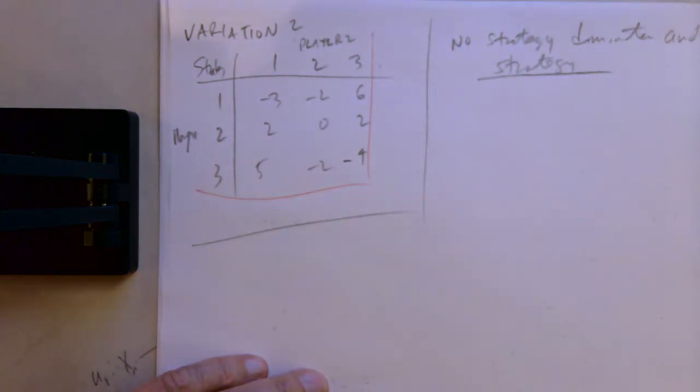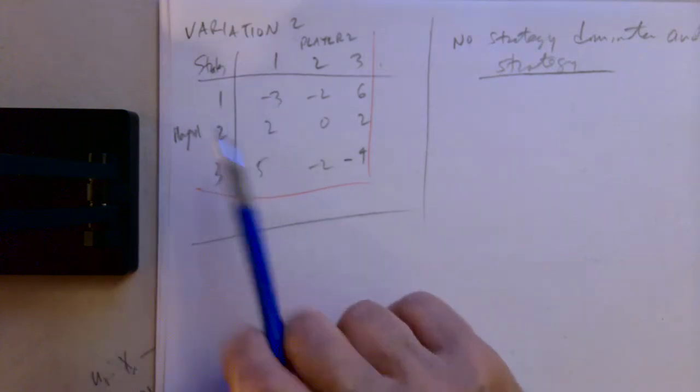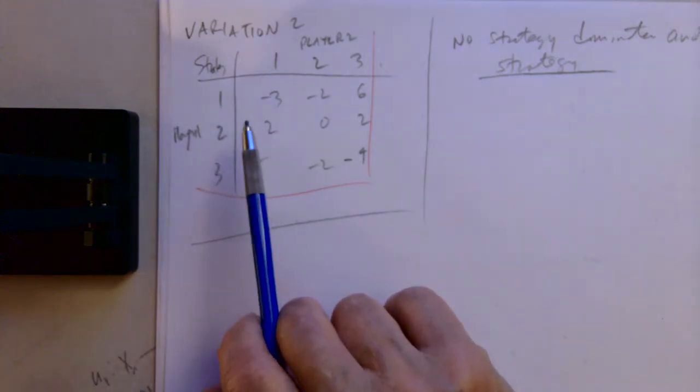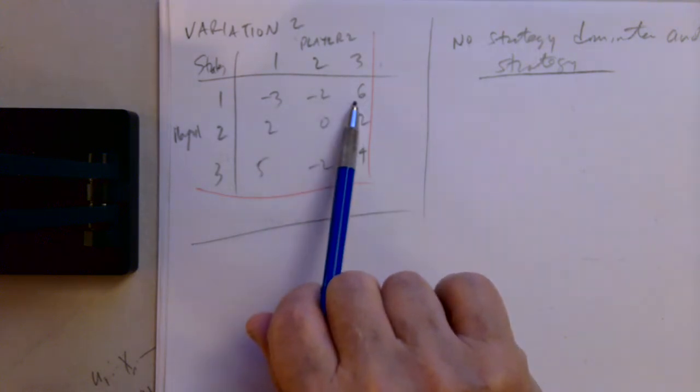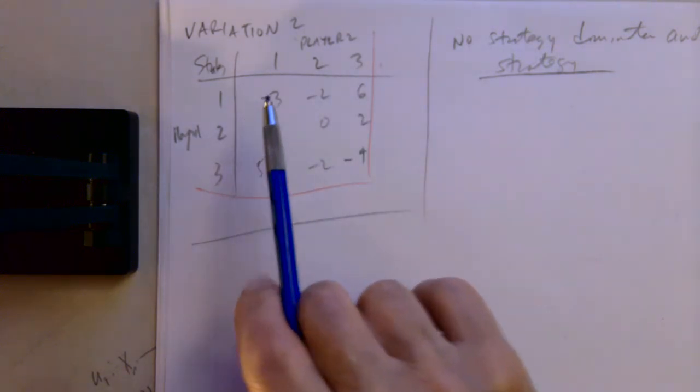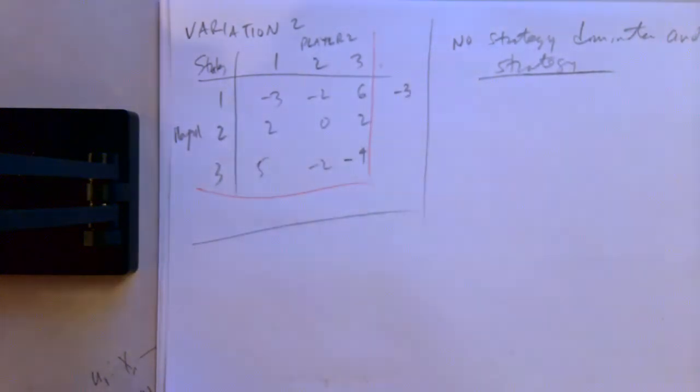Each player is fairly conservative. You don't know what's going to happen, but you want to make sure that in the worst case, you lose as little as possible. So let's look at player one and strategy one. What can happen to player one? He can lose 3,000 votes, 2,000 votes, or win 6,000. But what's the worst he can do choosing strategy one? The worst he can do is losing 3,000 votes.